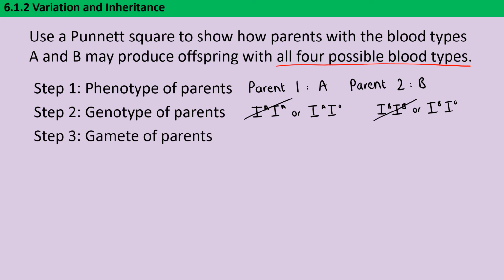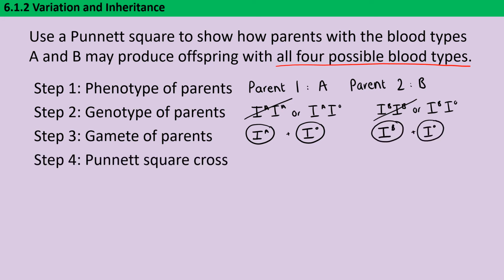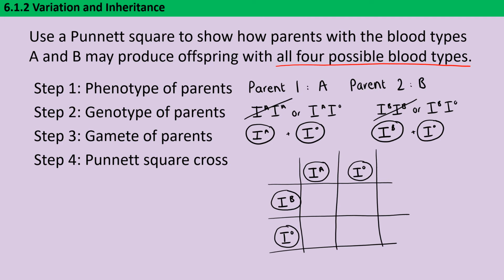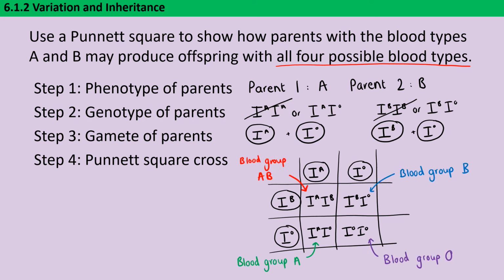Next we can write down our gametes. Each parent is going to produce 2 gametes which are different to one another. Then I can do my Punnett square cross. I have my gametes inserted in the outside bits, and I've put rings around them to show that they're gametes. So I'm going to have one individual who has a genotype of IAIB, and then one IBIO, one IAIO, and one IOIO. I can annotate my diagram to show what the blood groups of all of these individuals will be.